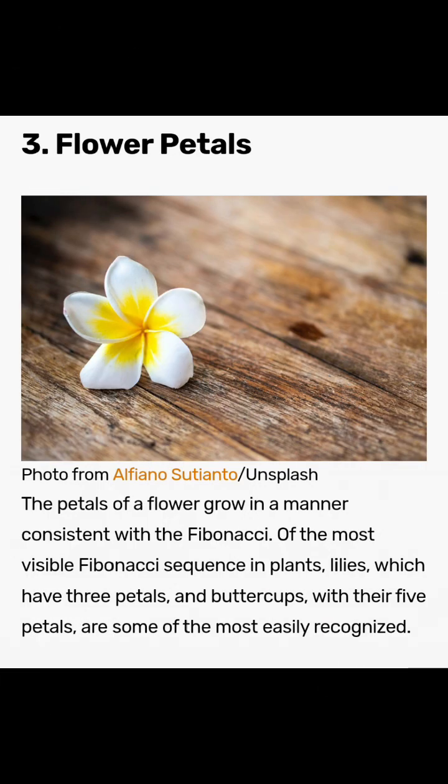The third example is flower petal. Photo from Alfino Sutainto. The petals of a flower grow in a manner consistent with the Fibonacci sequence, one of the most visible Fibonacci sequences in plants. Lilies, which have 3 petals, and the buttercups, which have 5 petals, are some of the most easily recognized.